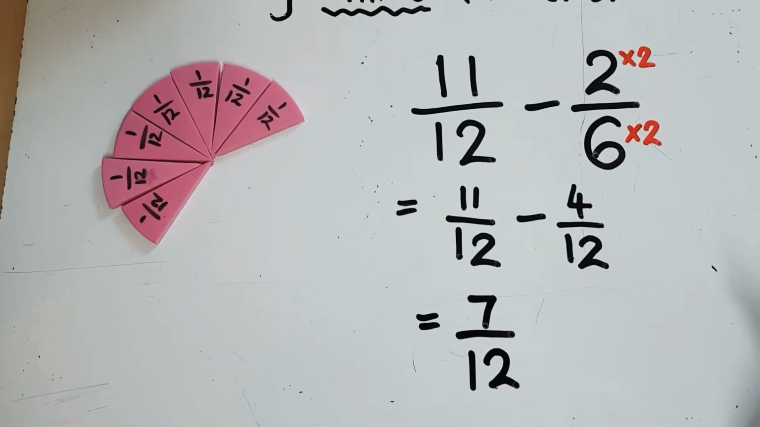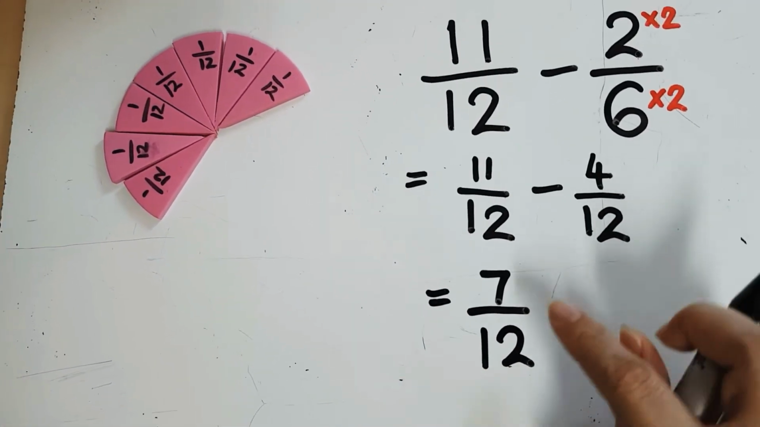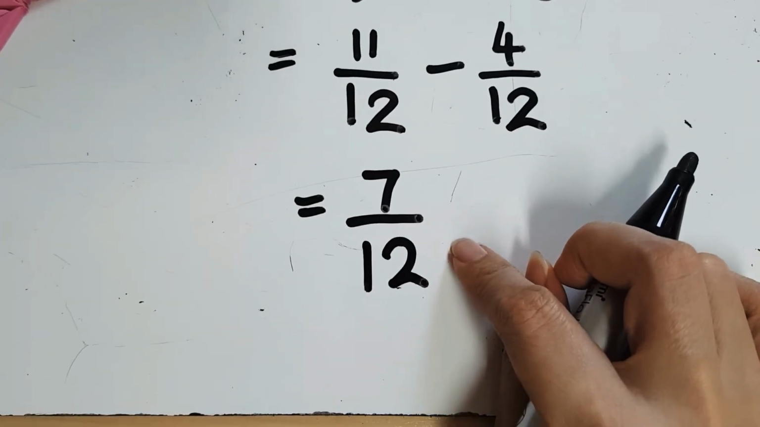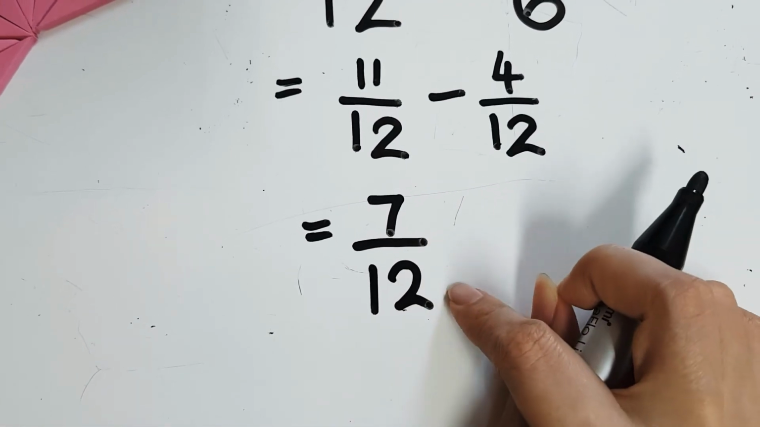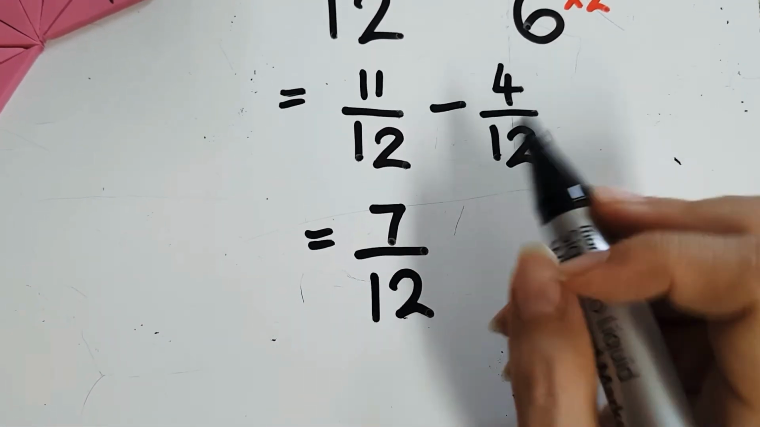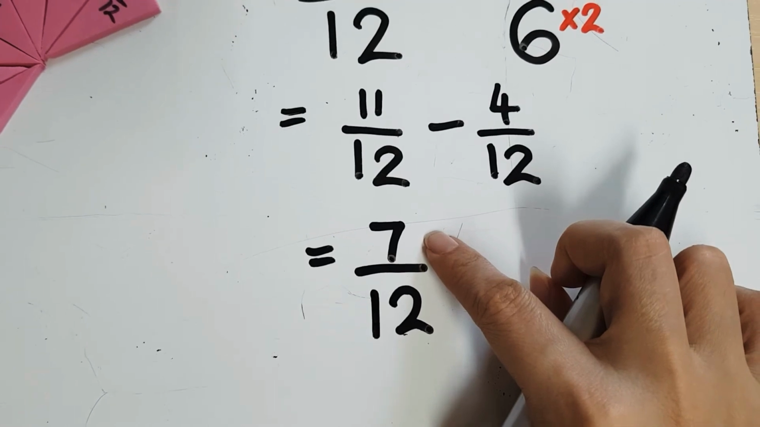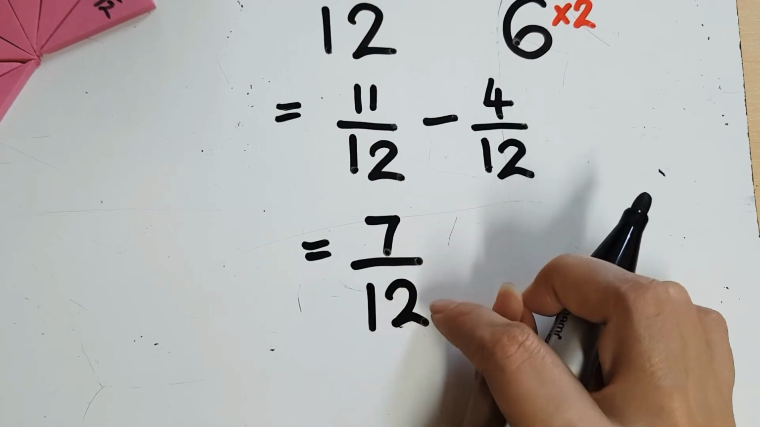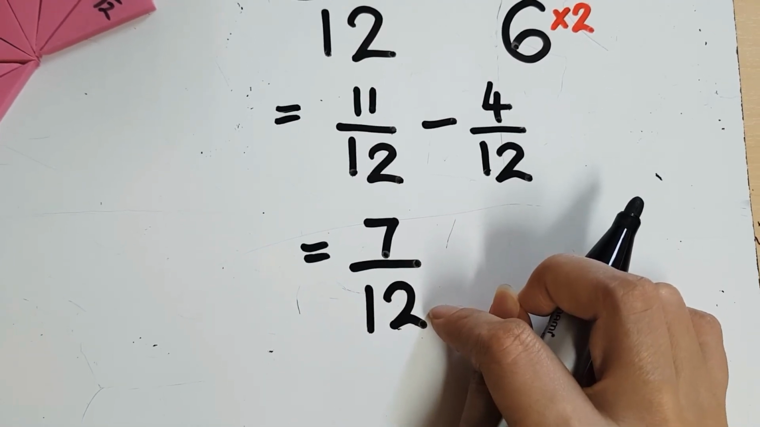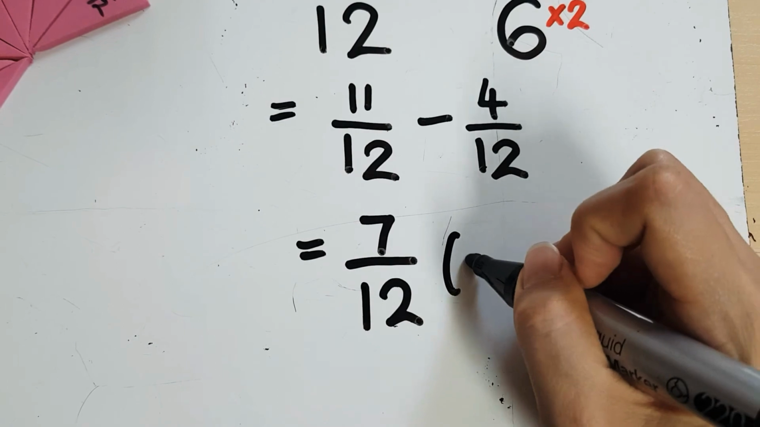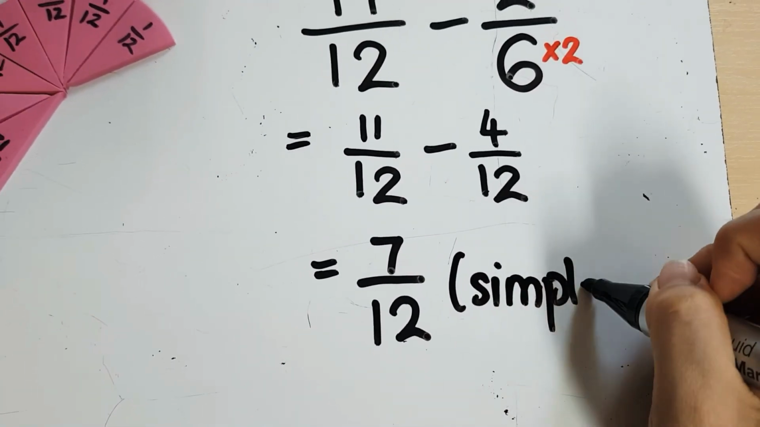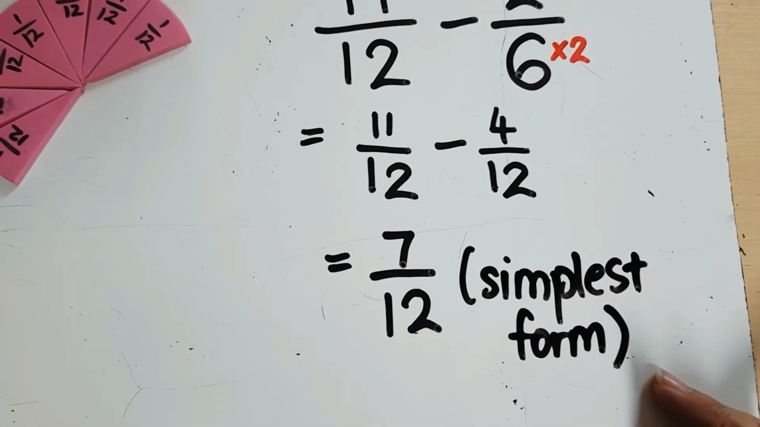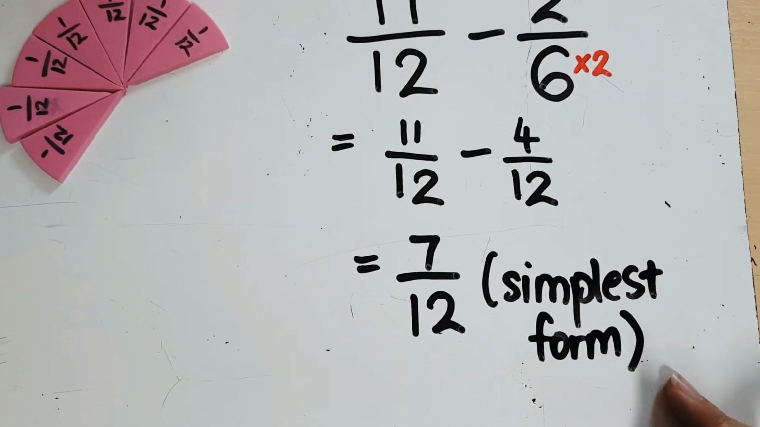Now before I finish and move on to the next question, I always need to check, is this in its simplest form? 7 12s. Is there a number that I can divide the numerator and the denominator by that will put it in the simplest form? Can I divide by 1? If I divide by 1, I will get back the same numbers. Divide by 7. 12 cannot be divided by 7 exactly. So I will conclude that this is the simplest form. It is necessary to check all the time after you finish a question whether your answer is in its simplest form.